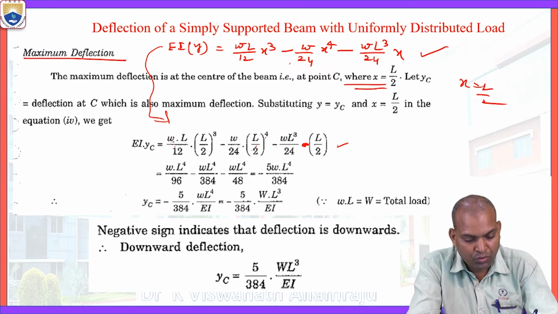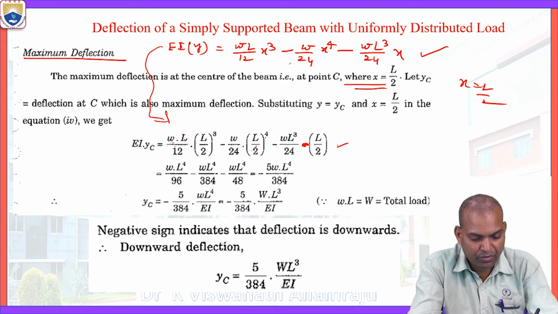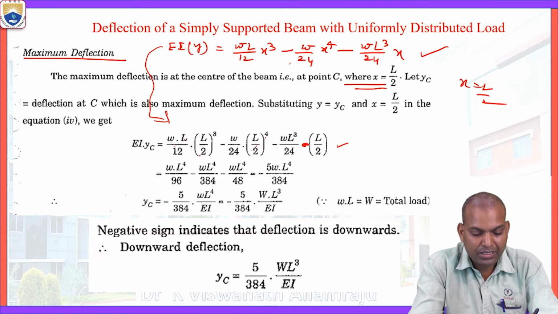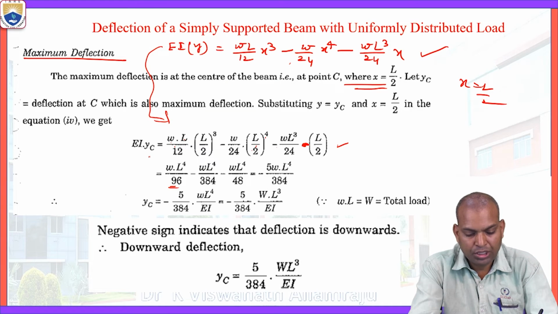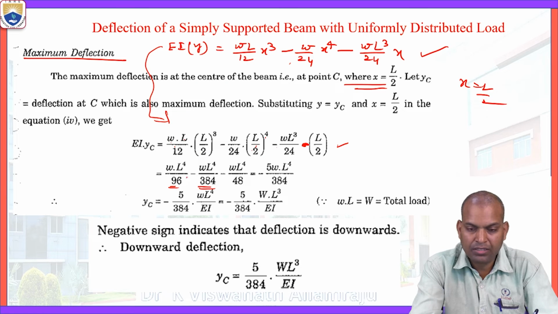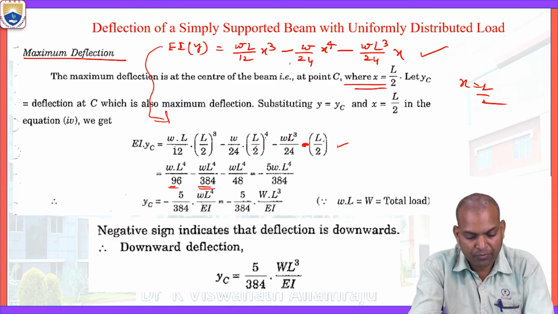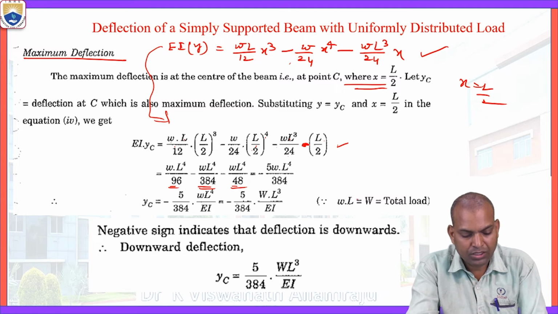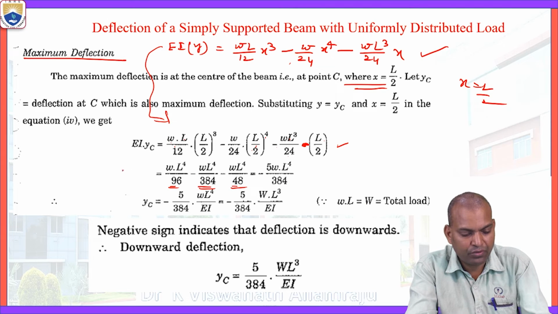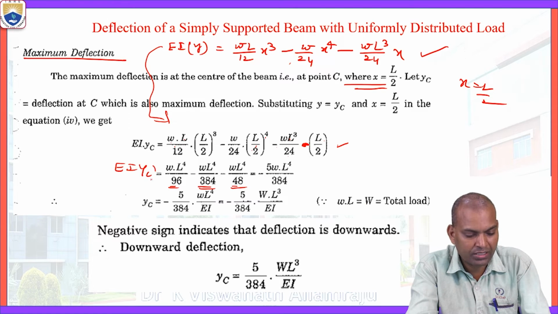Now simplify it. wL into L cube is L power 4. Two cube is 8, and 12 times 8 is 96. Minus wL power 4 by 2 power 4. What is the 2 power 4 value? 2 times 8 is 16, and 16 times 24 is 384. Minus wL power 4 by 24 times 2, that is 48. If you simplify it, it comes as 5wL power 4 by 384. This value is EI times YC.